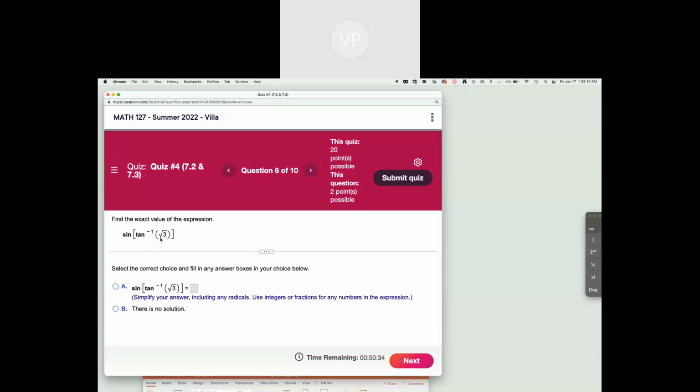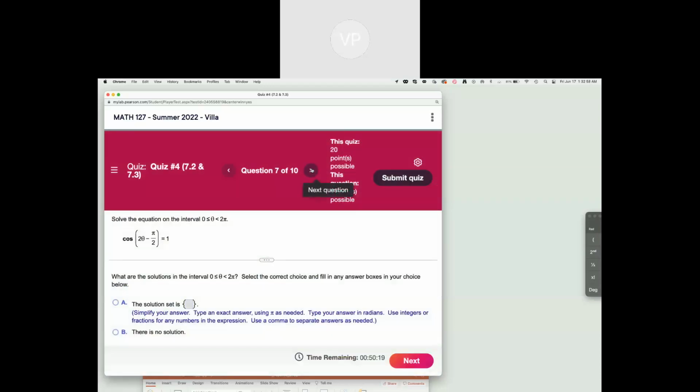Okay, number 6, again, like number 4 earlier, make the triangle. Let this bracket be theta. Make that tangent of theta equals root 3 over 1. Build your triangle. Use the Pythagorean theorem to get the third side, and then go find the sine of that triangle, and you'll get your solution.